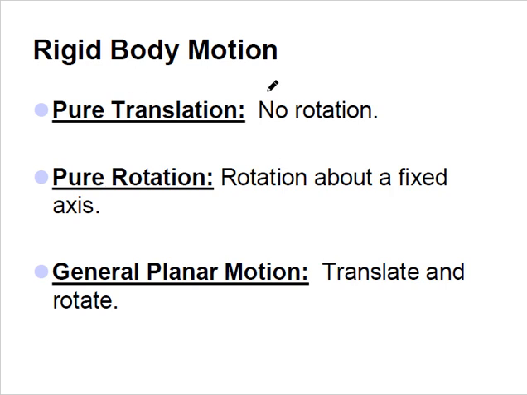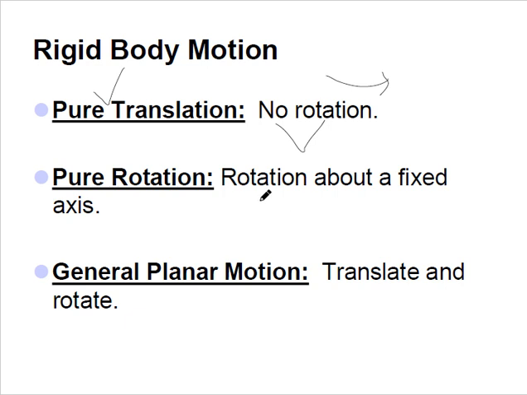Then we're going to break down this rigid body motion. The very first one is just a translation, I mean just going in a straight line. My drawing is no good, but anyway, it's a translation motion, which we call pure translation. Just translation, no rotation.